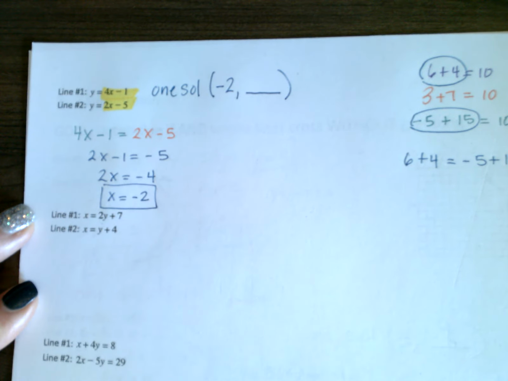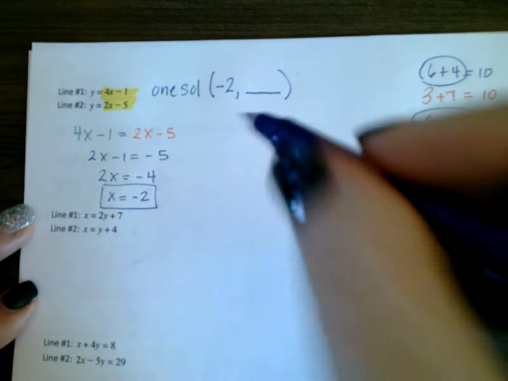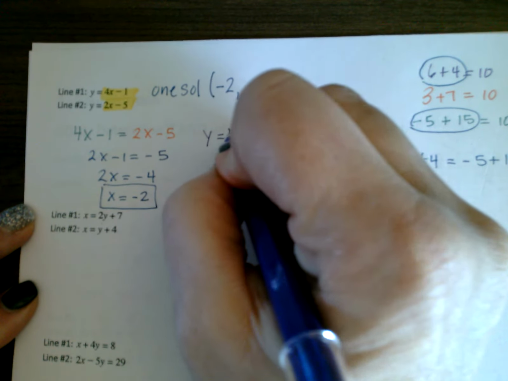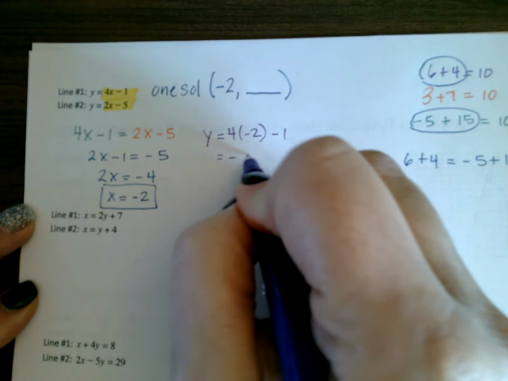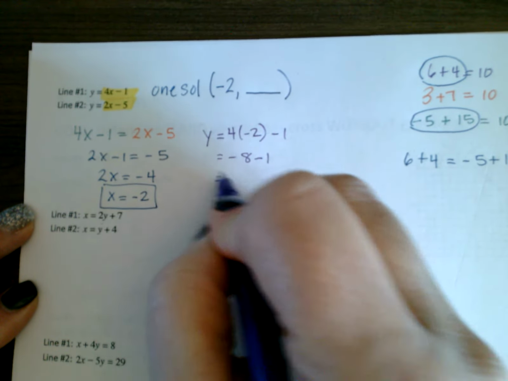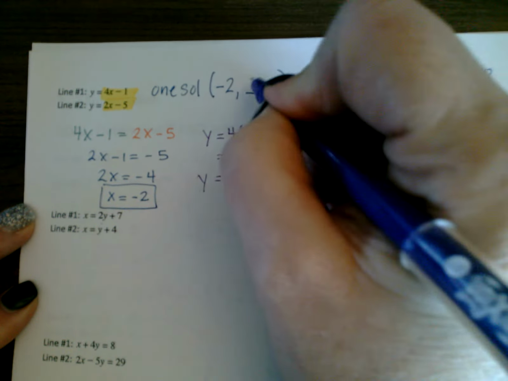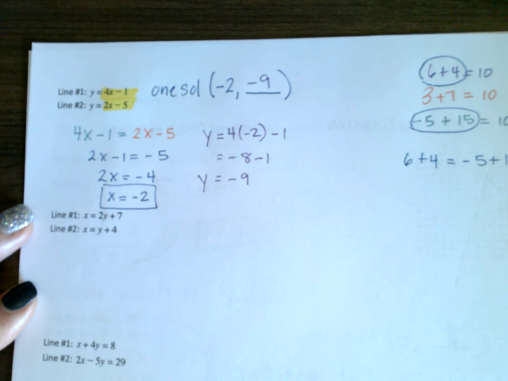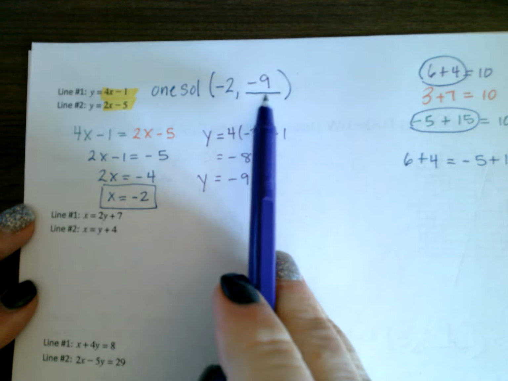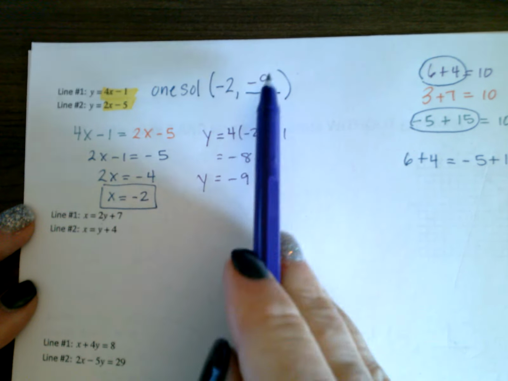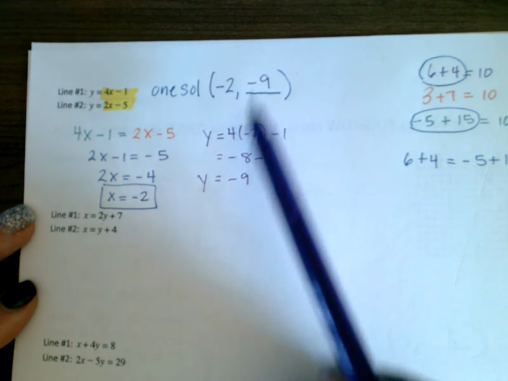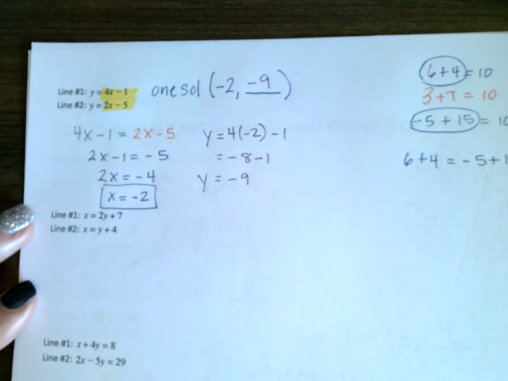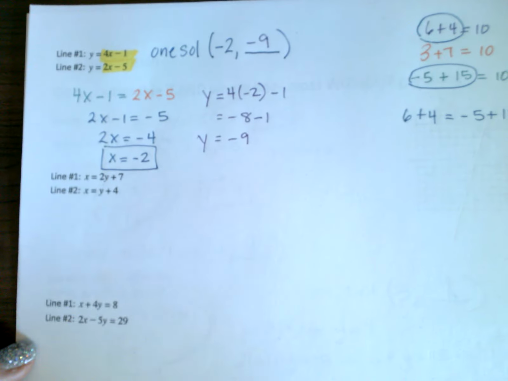Now I need to solve for y. It doesn't matter to me what equation you use. I'm just going to use the top one. So it'd be 4 times negative 2 minus 1. Negative 8 minus 1. y would equal negative 9. Again, I like to write this with a blank so I don't forget to add the second half of the ordered pair. If I put the blank here, I know I'm solving for the y and not the x.